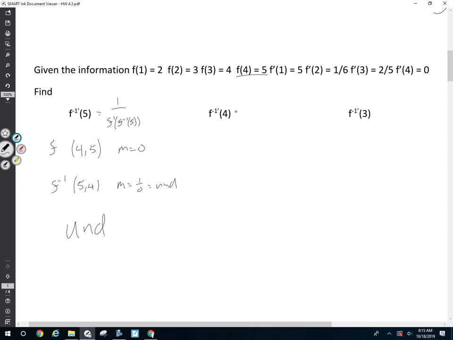F inverse prime of 4. I'm looking at the y-coordinate of f. I see f's got the point (3, 4). That means f inverse has the point (4, 3). The slope at 3 for f is 2/5. It's the tangent slope. So that means the slope for f inverse would be 5/2.